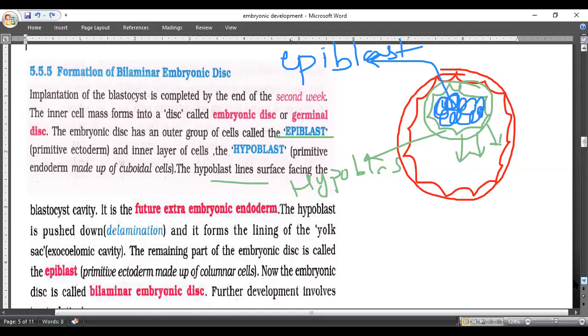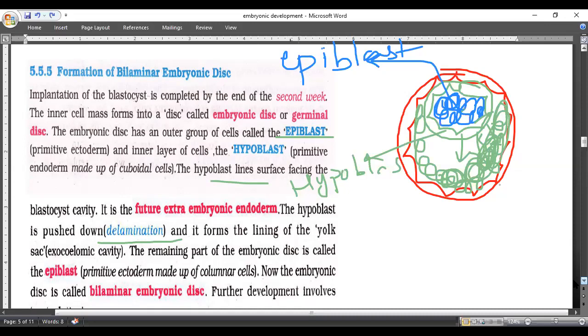Then the hypoblast is pushed down. Now what do you say? Delamination. Blue separates from the green. Blue means epiblast, green means hypoblast. We know lamination means attachment. Delamination means here the cells of the hypoblast will separate from the epiblast and reach into the cavity, and they line the trophoblast or trophectoderm. With delamination, the hypoblast is pushed down and it forms the lining of the yolk sac.